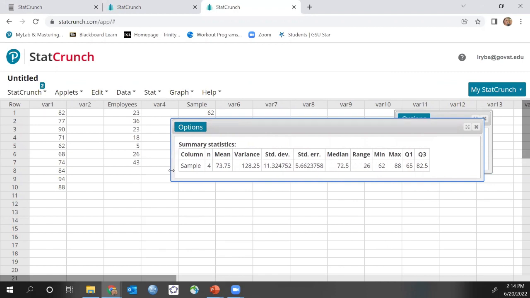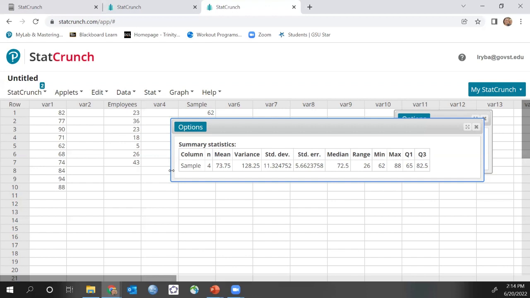It is highly unlikely that you have access to the entire population. So what StatCrunch does is it defaults to the sample standard deviation. So what comes up in this table is sample standard deviation. If you are asked specifically for population standard deviation, you have to go and click unadjusted standard deviation, okay? Because it's not as common to be asked for a population standard deviation.